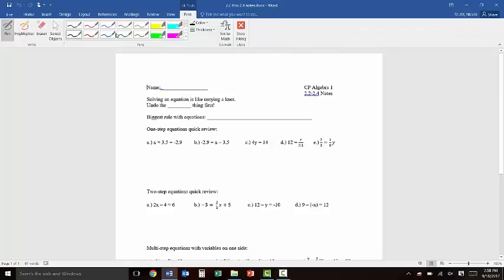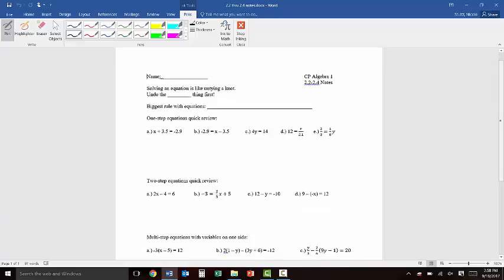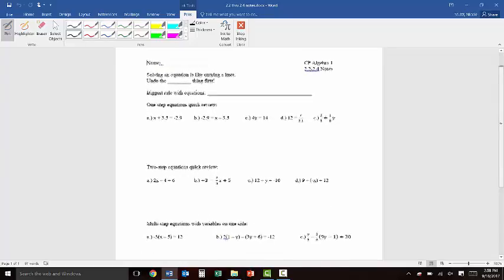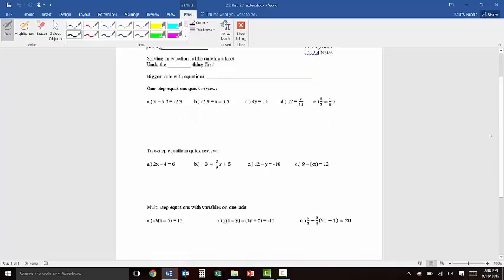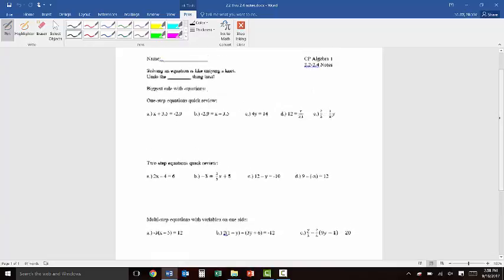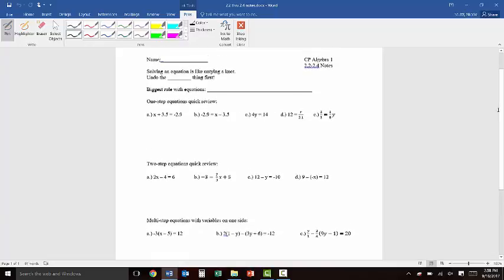Today's lesson is going to be a quick review of solving equations. We're only going to focus on one-step, two-step, and multi-step equations where the variables are on just one side of the equal sign. So the next lesson we'll do some tougher equations.